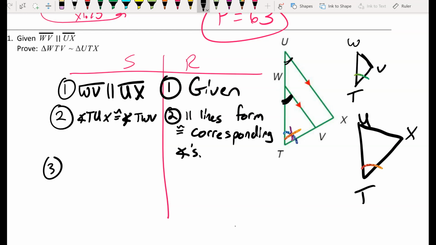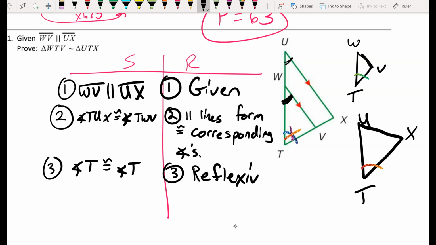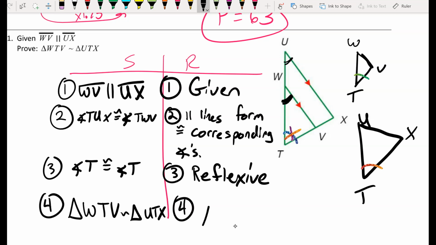So an angle that I know is congruent to itself is angle T. So I could also say that angle T is congruent to angle T by the reflexive property, and then I would have my two angles. And that's enough information to state two congruent angles, to state that my triangles are similar. So triangle WTV is similar to triangle UTX. The reason being is just I have two pairs of corresponding angles that are congruent.